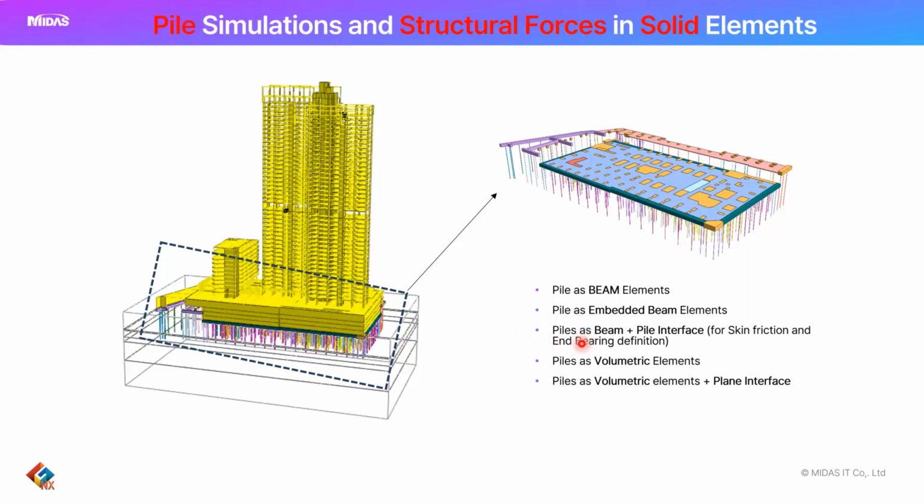And let's say you want to control the behavior of the pile by providing skin friction and end bearing. In that case, you can use the pile interface in the software, wherein you can provide the skin friction resistance based on your pile load test, or based on any empirical equations. Similarly, we can provide the end bearing resistance based on analytical or empirical methods or pile load tests. And when you are using volumetric piles but still want to control the behavior of the pile by providing skin friction and end bearing resistance, in that case we need to use an interface element, which is the plane interface.